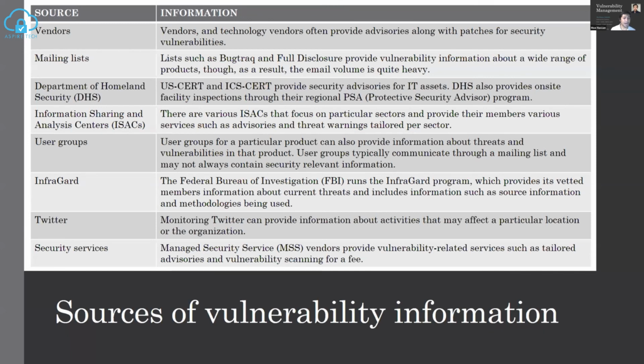So here are some possible resources where you can sign up for the newsletters. They will actually send you emails as soon as vulnerabilities are discovered, with very useful information. So vendors should be your first choice. Anything that you use from a specific vendor, you definitely want to sign up for their newsletters, so that you can be better informed and stay ahead of the game. You can sign up for different newsletters from DHS, InfraGard, and a bunch of other resources.